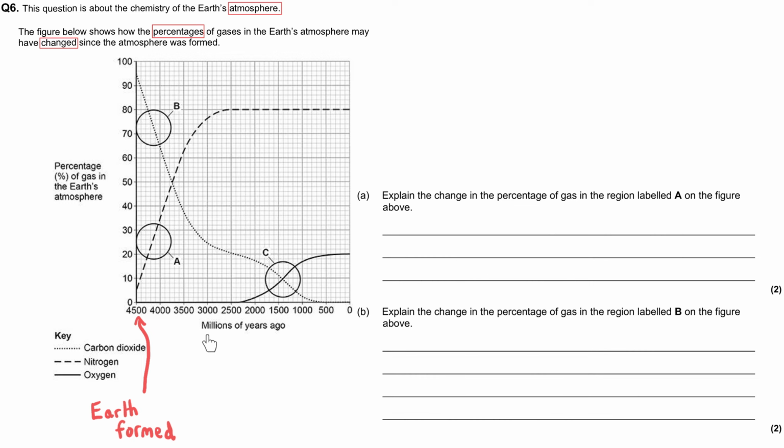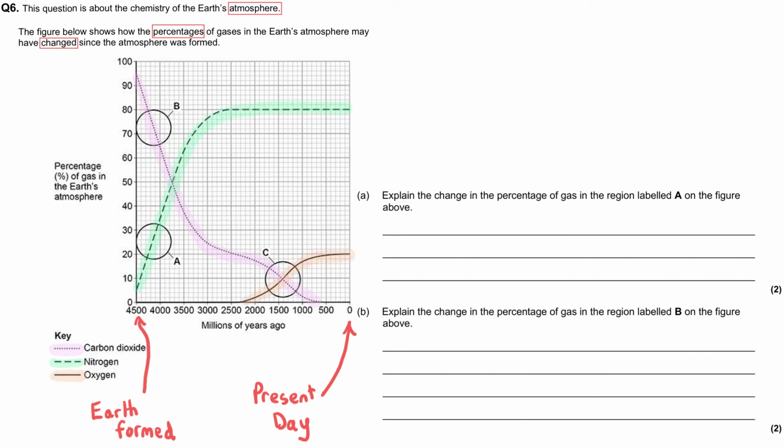And as we work our way to the right, we're getting closer and closer to present day, which is the time 0. This is how long ago, so this is present day. And you can see that we've got 3 gases on the graph. We've got carbon dioxide, which is the dotted line, so this line. We've got nitrogen, which is the dashed line, so here. And oxygen is the solid line.